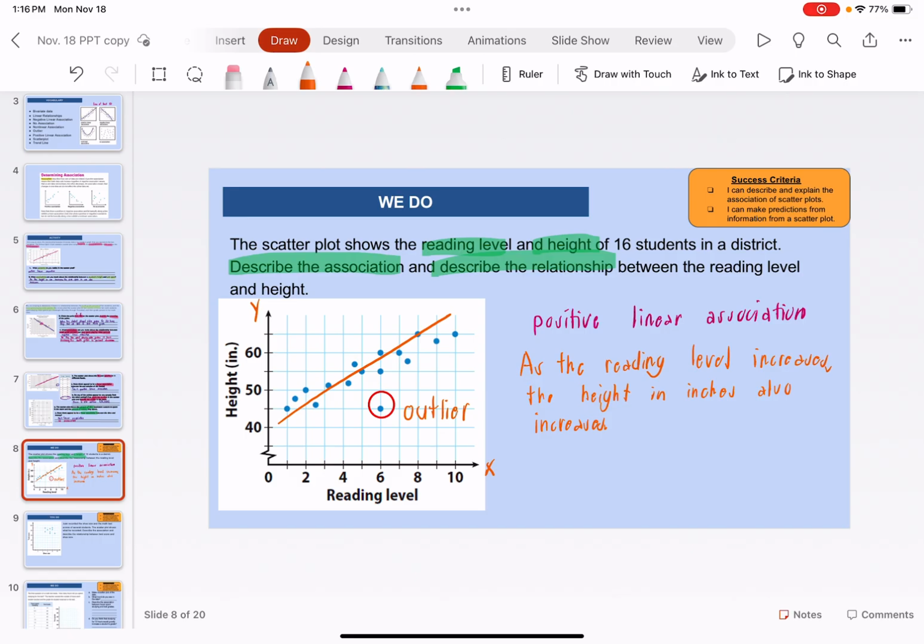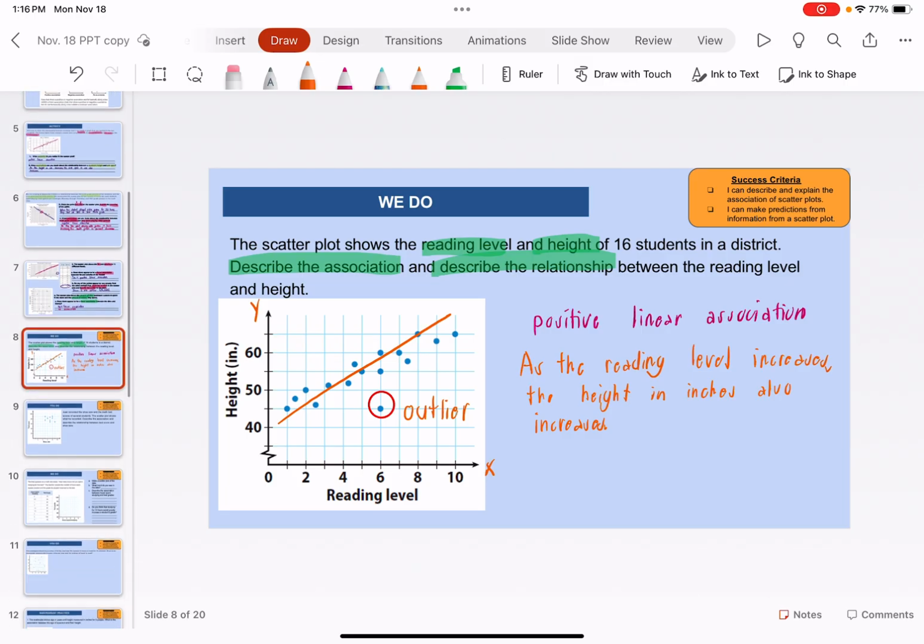So if we think about why this might be, well, your reading level is usually related to your grade level, right? Not all the time, but usually as you move on to the next grade, your reading level improves. So obviously, most times, an 8th grader is going to be taller than a 1st grader, a 2nd grader, a 3rd grader.